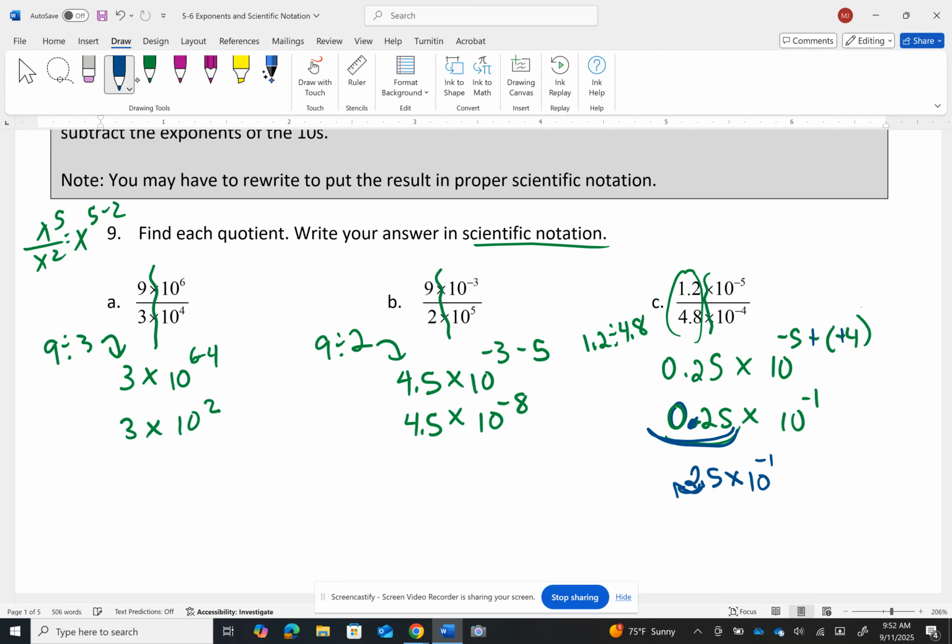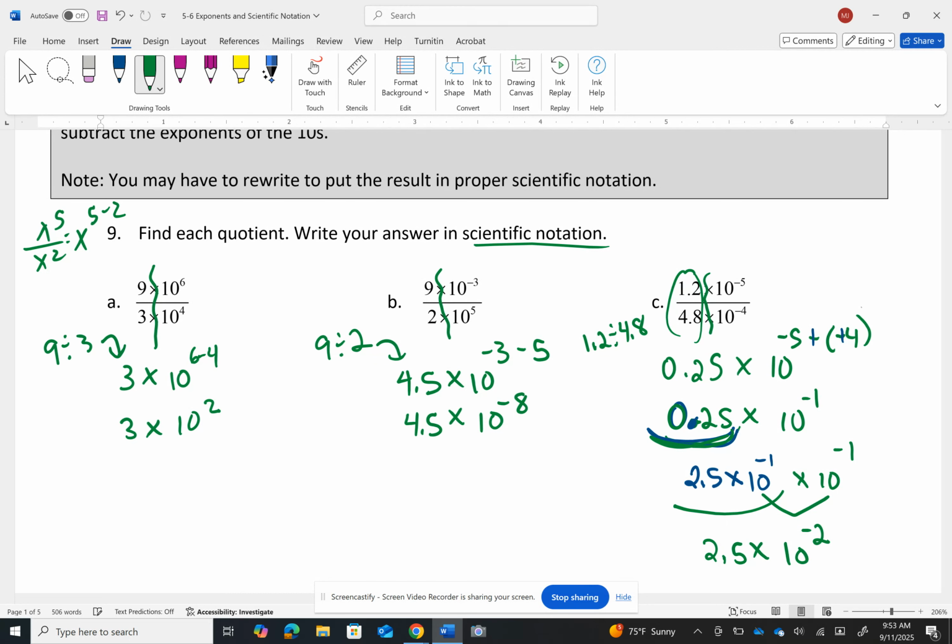All right, so 0.25 would be the same as 2.5 times 10 to the first. So now this and this are equal. But we already had a 10 to the negative 1 there. So I need to put those two powers of 10 together so I can add those exponents and get a negative 2. And then my answer would be 2.5 times 10 to the negative 2 power.